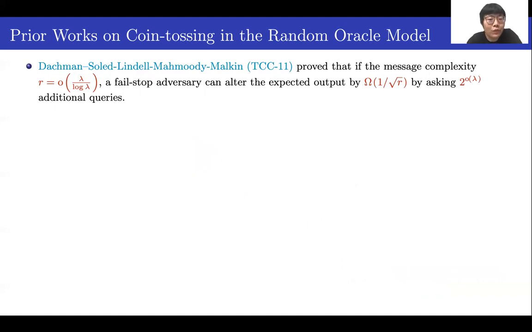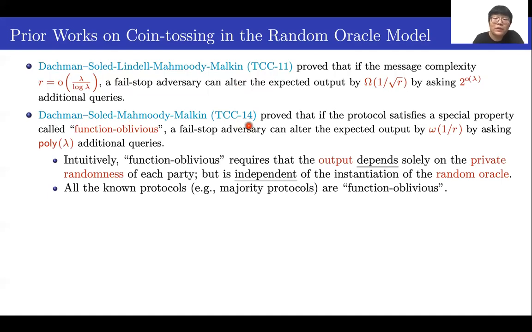So let me tell you what the parallel works in this setting are. In the work by Dachman-Soled, Lindell, Mahmoody, and Malkin, they show that if the message complexity is small, then a fail-stop adversary can alter the expected output by 1 over square root of r. In another work, Dachman-Soled, Mahmoody, and Malkin prove that if the protocol satisfies a special property that they call function oblivious, then a fail-stop adversary can alter the expected output by strictly more than 1 over r. Intuitively, function oblivious requires that the output of the protocol depends solely on the private randomness of each party, but is independent of the instantiation of the random oracle. All the known protocols, for example the majority protocol, are function oblivious.